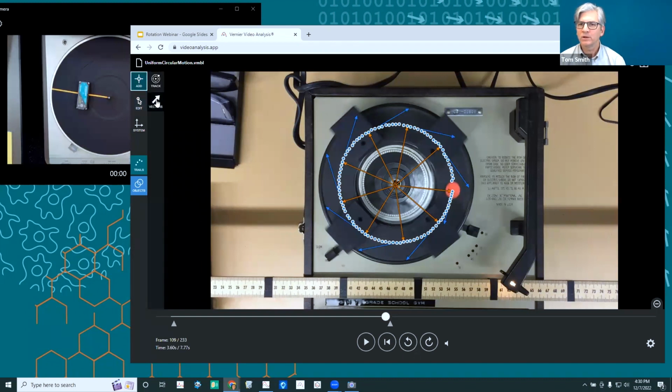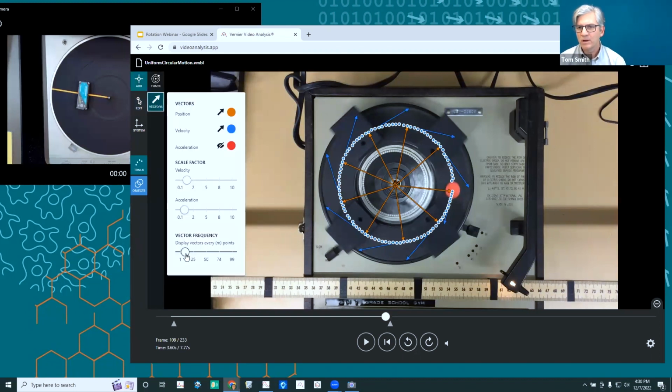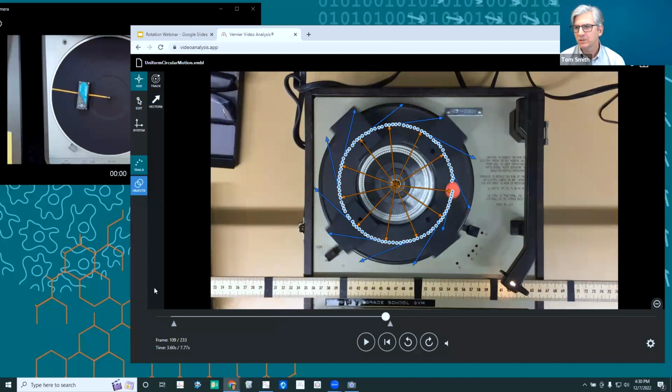I'll point out while I'm here that I've also adjusted how frequently those vectors show up. So you can adjust that. If it gets too busy, you can always adjust it the other direction. You can also change how long those vectors are to make them visible. So this is one of the stock videos in video analysis as well. It's a nice tool to reinforce the idea of angular velocity and its relationship to tangential velocity.